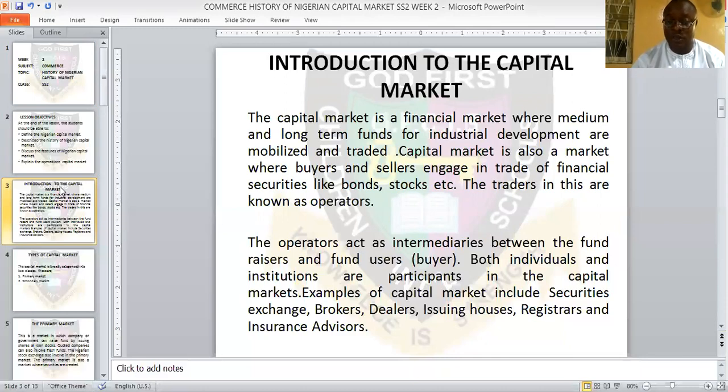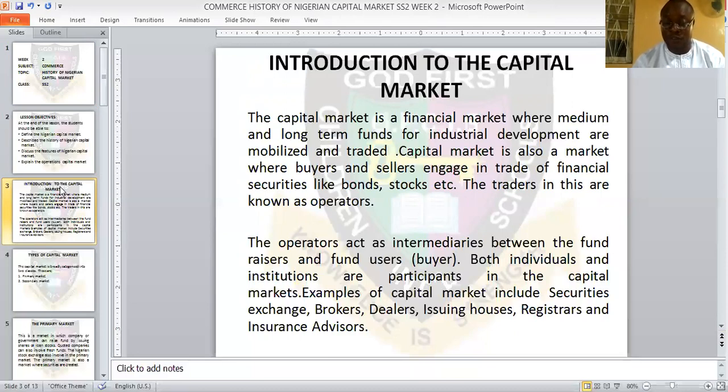This capital market is also a market where buyers and sellers come together for financial securities. What do I mean by financial securities? Like bonds and stocks. They can use the money to buy shares, and to buy company bonds as well as stocks.